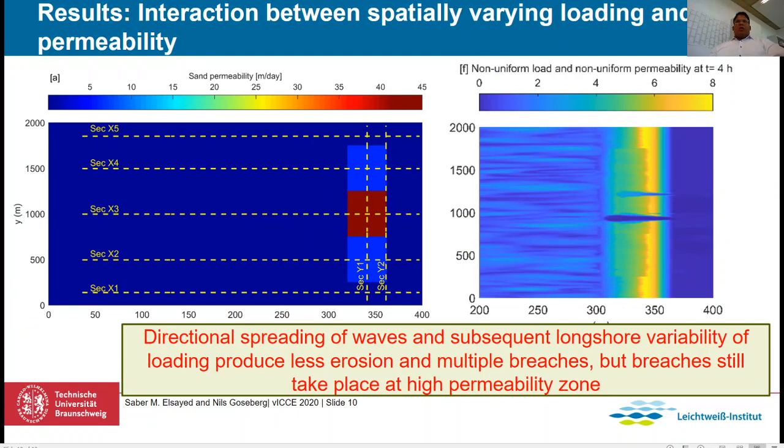Then when we now apply the short-crested waves combined with the surge tide level, we find that the erosion still varies alongshore based on the permeability value, but instead of having one breach at the middle, we have two breaches with smaller sizes. This is because of the interaction between the short-crested waves and the barrier topography and the hydraulic load. This means that the breaches still take place at the location of high permeability, and the erosion varies alongshore. This means that directional spreading of waves and subsequent longshore variability of loading produce less erosion and multiple breaches, but breaches still take place at high permeability zones.